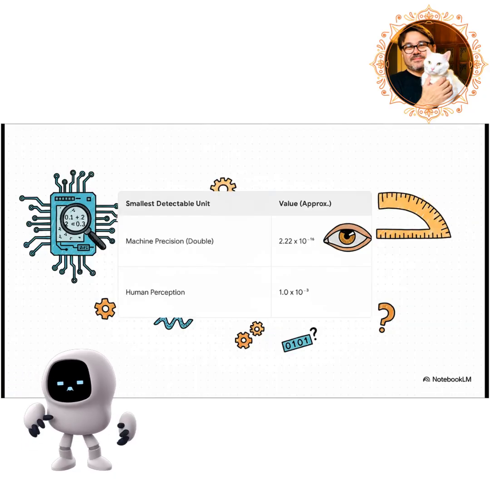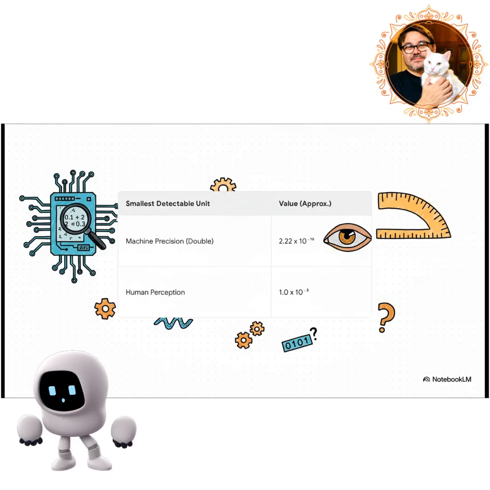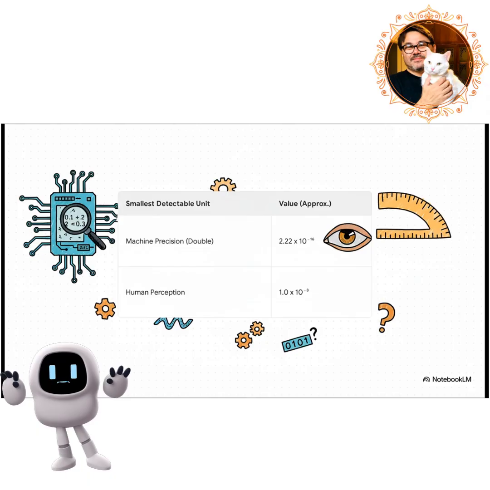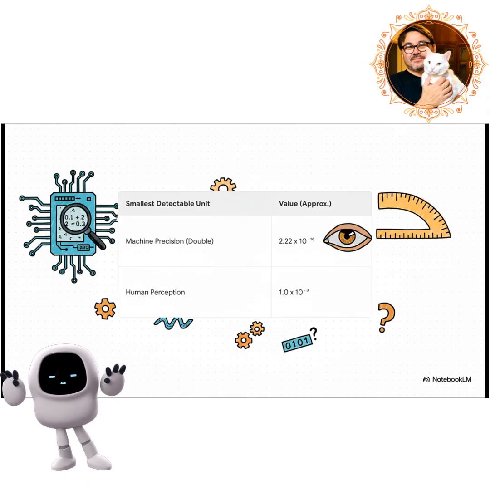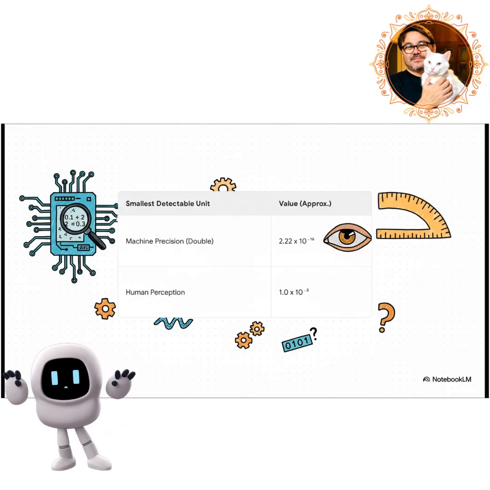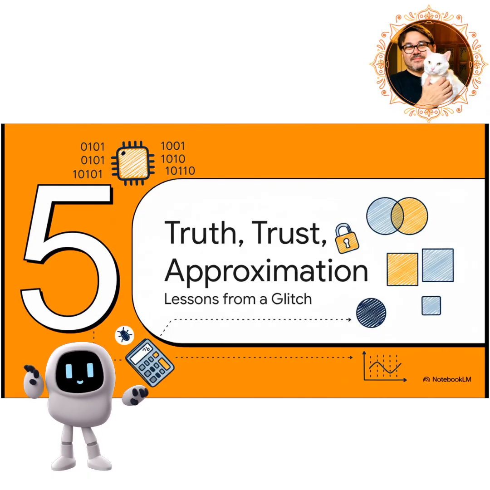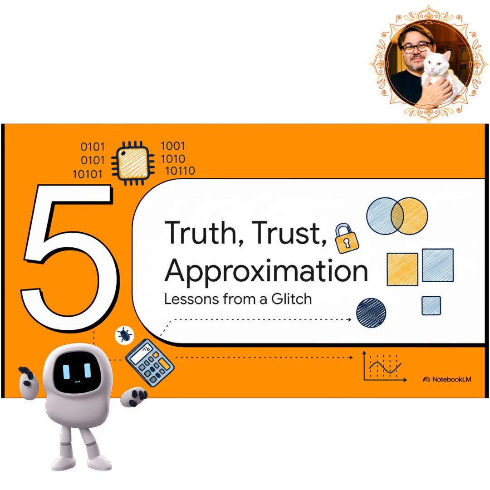This table just lays it out so clearly. Look at the two scales. On top, you have machine precision. We're talking about 10 to the power of -16, just an absurdly small number. On the bottom, you have human perception, the smallest thing our eyes or ears can reliably notice. That's around 10 to the power of -3. The computer's rounding errors are more than 1 trillion times smaller than anything we could ever perceive. The machine isn't wrong in a way that physically matters, but it's imperfect in a way that symbolically matters a great deal. And this all leads us to our final, and I think most important chapter: truth, trust, and approximation.